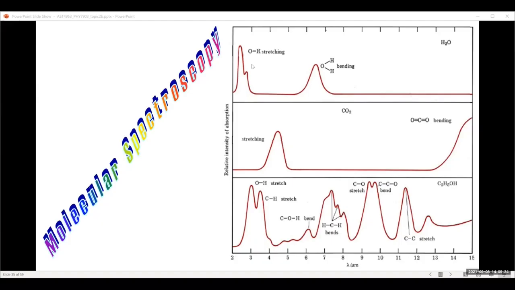In this video, we're going to learn about molecular spectroscopy. And here you can see the intensity of radiation that is absorbed by water, by CO2, and by ethanol. We'll come back to this later.